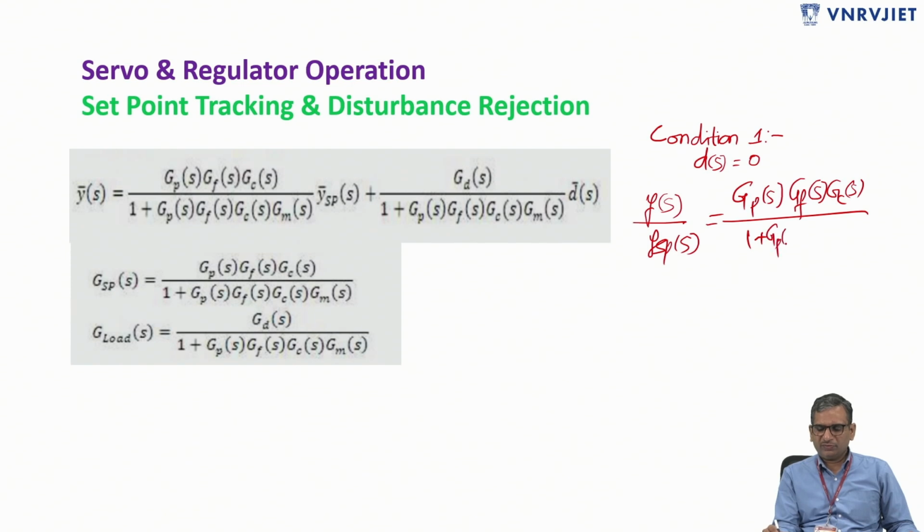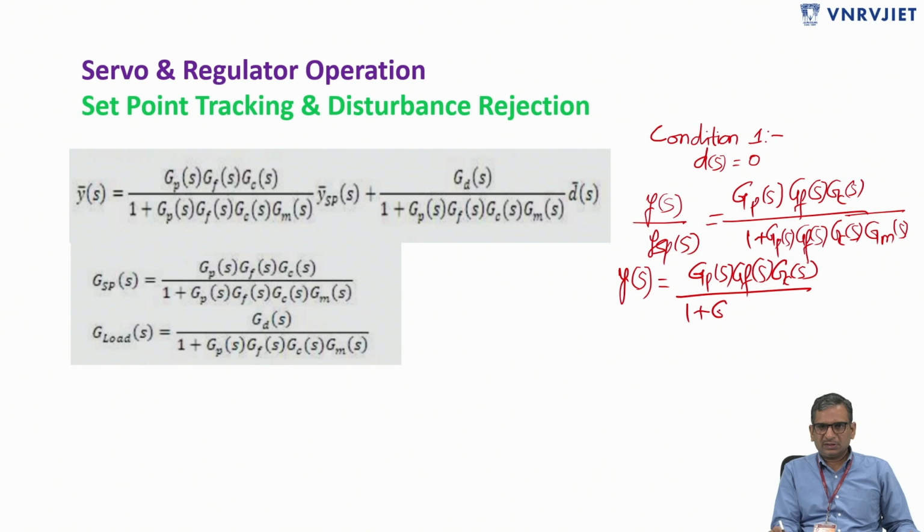So divided by Gp(s), Gf(s), Gc(s) into the measuring device gain, that is Gm(s). If we simplify the equation, we can get the equation in terms of Y(s) is equal to Gp(s) into Gf(s) into Gc(s) divided by 1 plus Gp(s), Gf(s), Gc(s), Gm(s), multiplied by the set point variable Ysp(s).